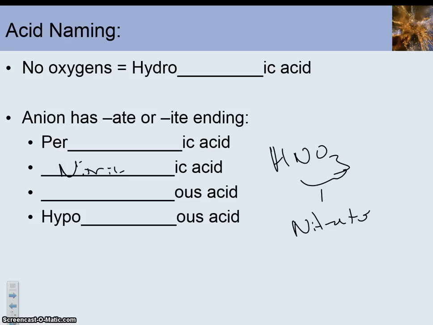I'll accept either one, but maybe on the midterm or the final, there might be questions to name particular acids, and these are the names that we would use.